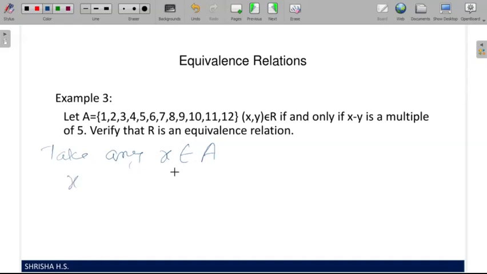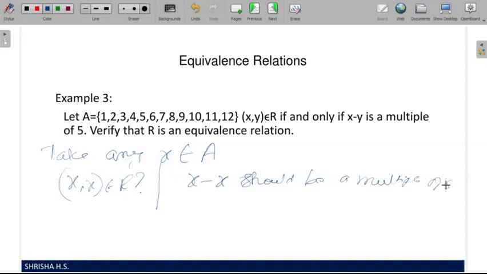First, we have to check whether it is a reflexive relation or not. We know that a reflexive relation will have 1 comma 1, 2 comma 2, 3 comma 3, that type of pairs. So take any x. The question is whether x comma x belongs to R or not. Let's apply here x minus x, which should be a multiple of 5. So multiple of 5, what does it mean?